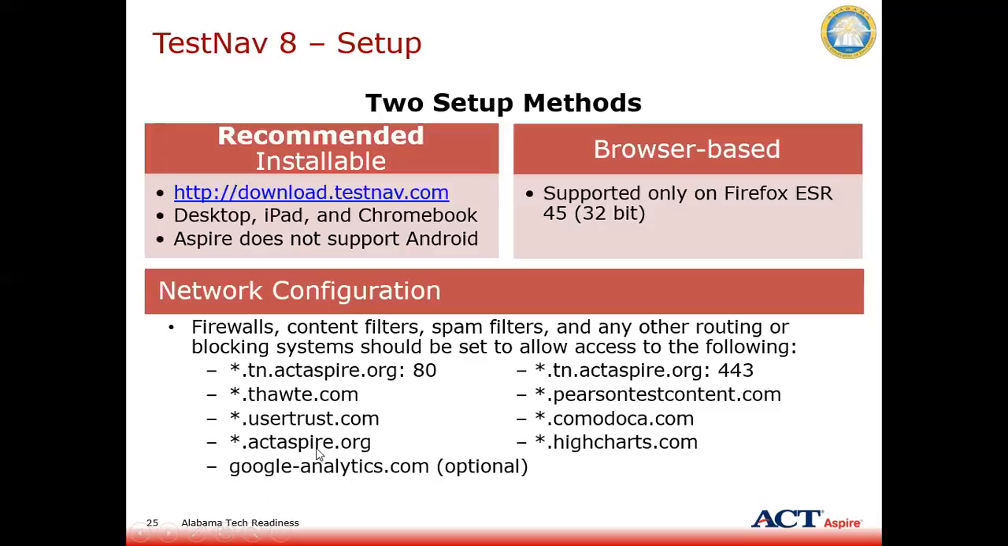These two are for the ACT Aspire portal. Again, you still want that information to be getting through though, so actaspire.org and highcharts.com. And then optionally, you can do Google Analytics, google-analytics.com. So that one is an optional one. But these up here, these 8, they are required. You want to make sure, again, those are all whitelisted before testing starts, so that content can make it through your network.